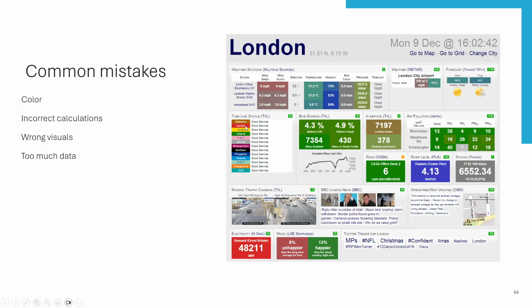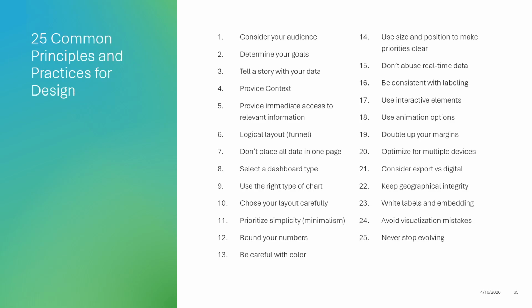Or here maybe the colors have meaning because they are labeling the tube lines in this case, or the subway. Be mindful of incorrect calculations and the wrong visuals that you want to represent time series, and maybe you're using a bar instead of a line, or having too much data. This is a clear example that we already have discussed.